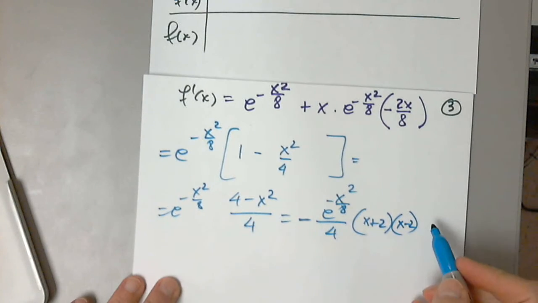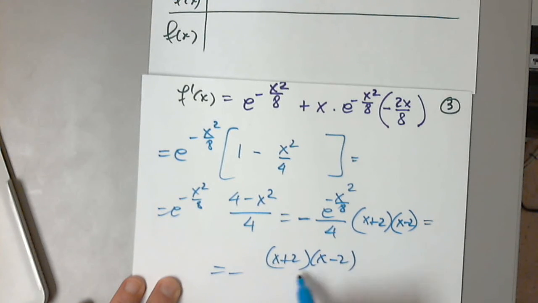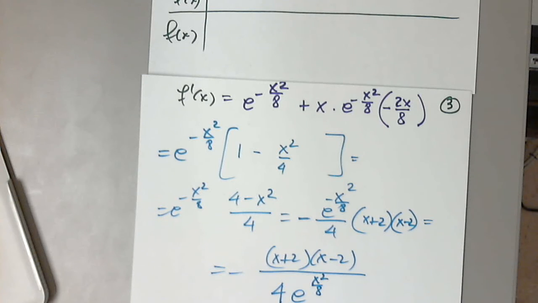If you want, you can change this into negative x plus 2, x minus 2 divided by 4 e to the negative x squared over 8. Because it will be painful if I see that e to the negative x squared over 8 could be 0. Because it can't, right? Why is it over 4? One step back. Because 2 over 8 is 1 over 4. I mean, like negative e to the negative x over 4.